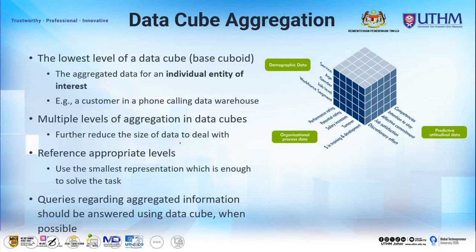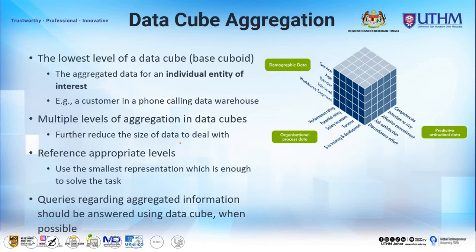Okay, this level provides the finest granularity of data, capturing specific attributes of each entity. Next, multiple level aggregation in data cubes. It's to reduce the size of data and enable faster querying at different levels of detail. The process, basically, higher levels of aggregation are created by summarizing data from lower levels.